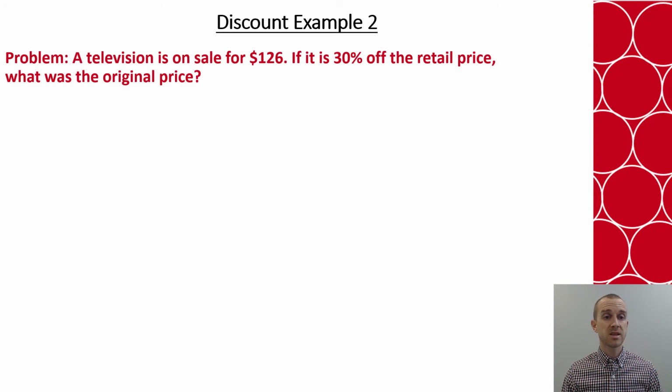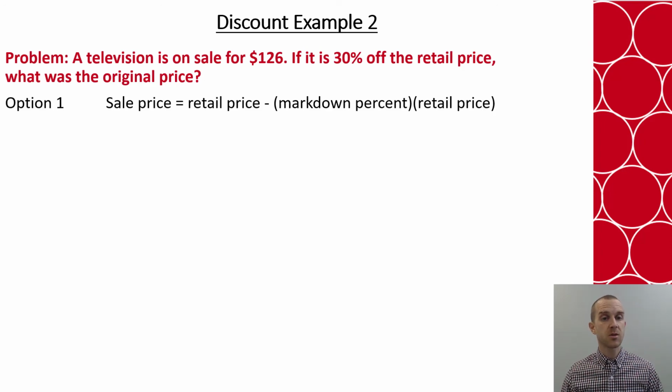Now let's look at another example. Say a television's on sale for $126. If it's 30% off the retail price, what was the original price? So here, I know the sale, and I want to know what was the original. I can still use the same equation though. I just substitute in what I know. I know the sale price, $126. What was the original price? So I don't know that retail price. I'll put in X for both places.